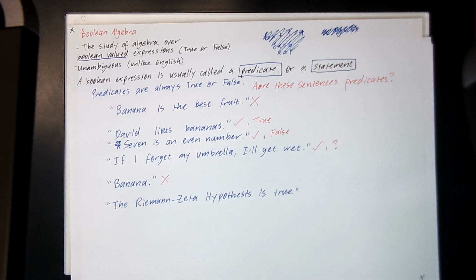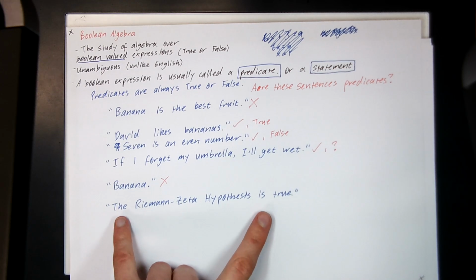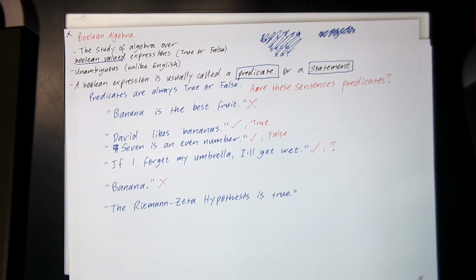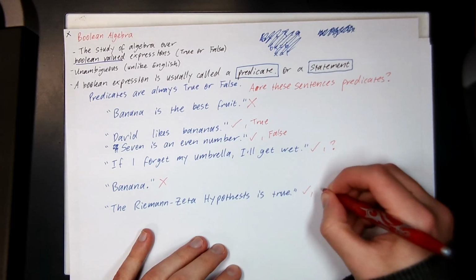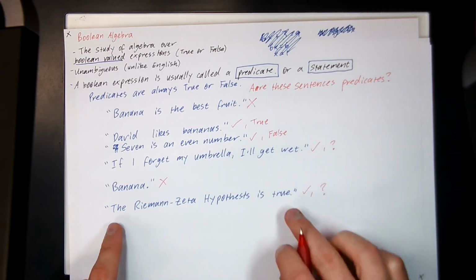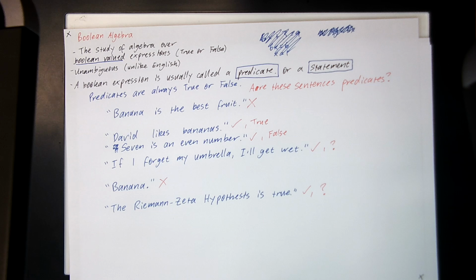And the Riemann-Zeta hypothesis is true. The Riemann-Zeta hypothesis is a hypothesis in mathematics. It's an open problem that people have been working on for a very long time. So this statement alone, the Riemann-Zeta hypothesis is true, I mean, that's certainly, this whole statement is either true or false. So it definitely is a predicate. But we don't actually know if this is a true statement or not. In fact, nobody knows if this is a true statement. It's still a predicate though.